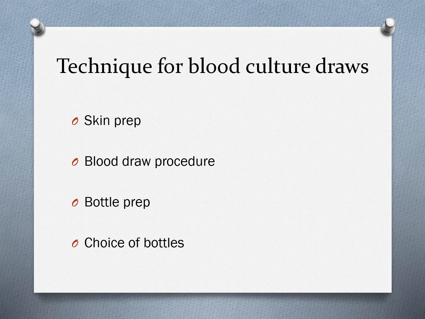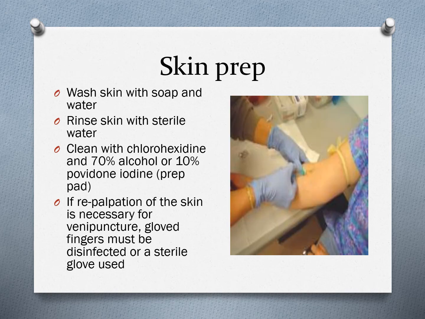Let's go ahead and talk about the proper collection of blood culture draws. The things that we're going to discuss are skin preparation, blood draw procedure, how to prep the bottles, and also the choice of bottles that we can choose from. Anytime we're collecting blood cultures, we want to wash that skin with soap and water and rinse it with sterile water. We want to clean the collection site with chlorhexidine and 70% alcohol or 10% iodine. If repalpation is necessary, then of course we need to re-disinfect that site of venipuncture.